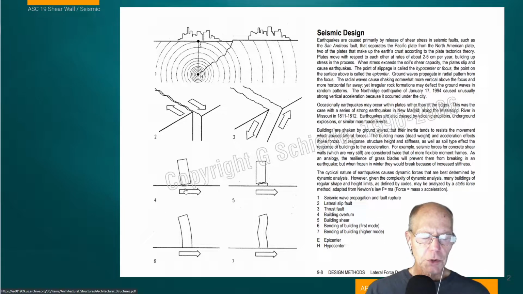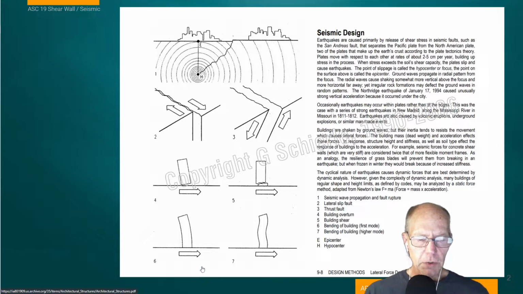4 and 5 are just different modes of building failure. One could be overturning. The seismic activities pull the building from its foundation. The building just overturns, as if a refrigerator were falling over. And then with buildings that have maybe stronger foundation attachments or different kinds of stiffness, we have building shear, where the building just fractures. Sometimes this happens at concrete column systems within the buildings.